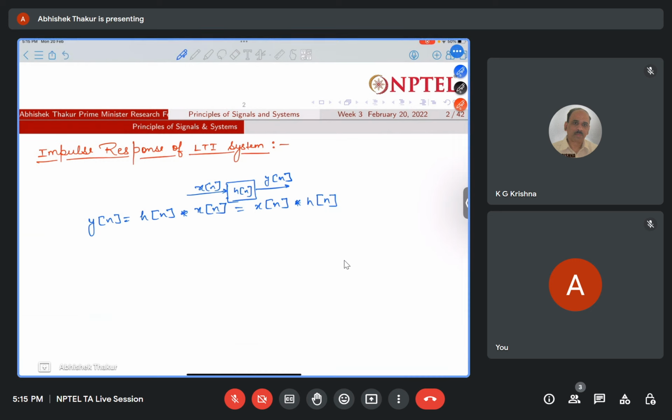So for discrete time, we can write it as y[n] is equal to the summation h[k].